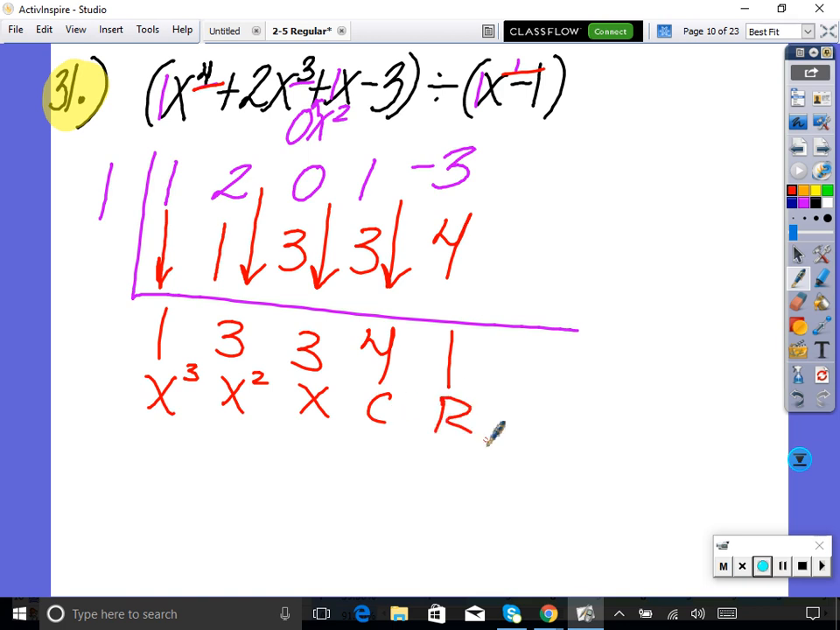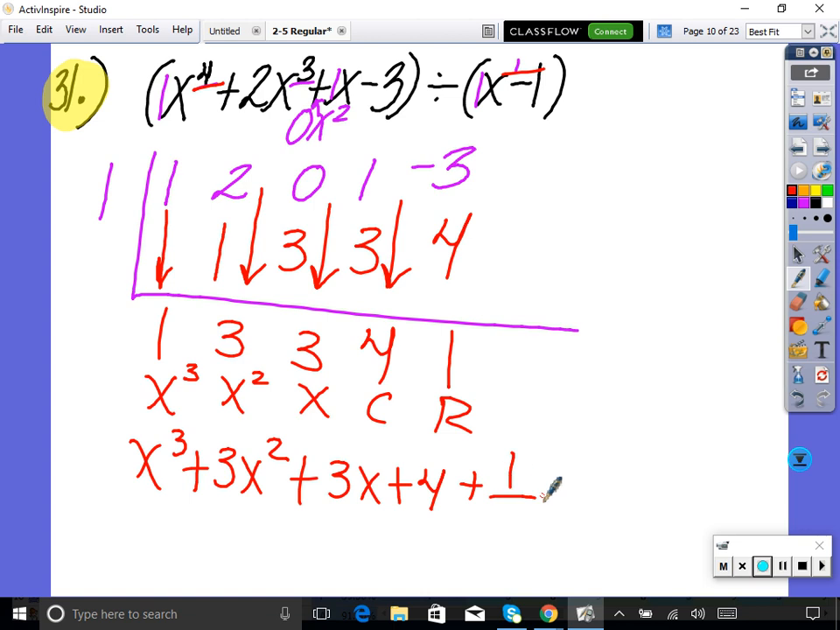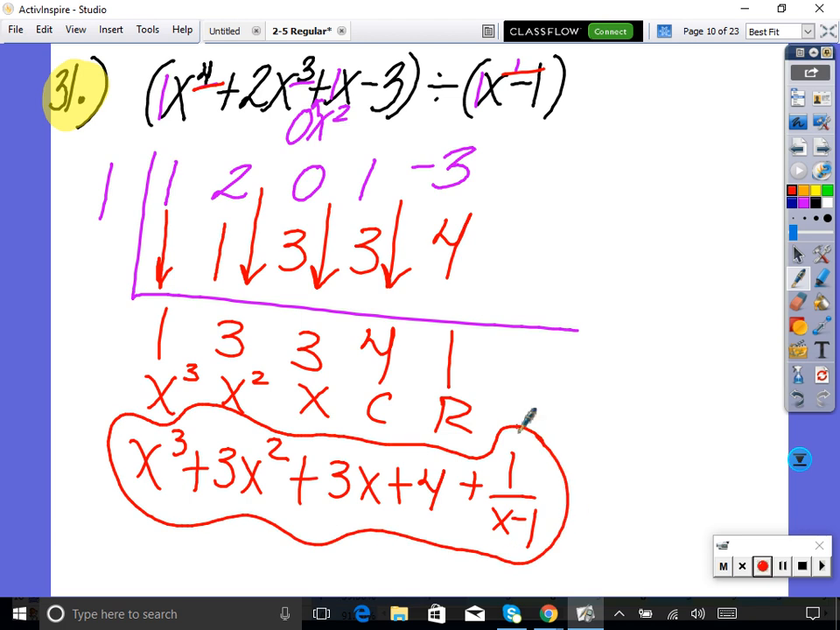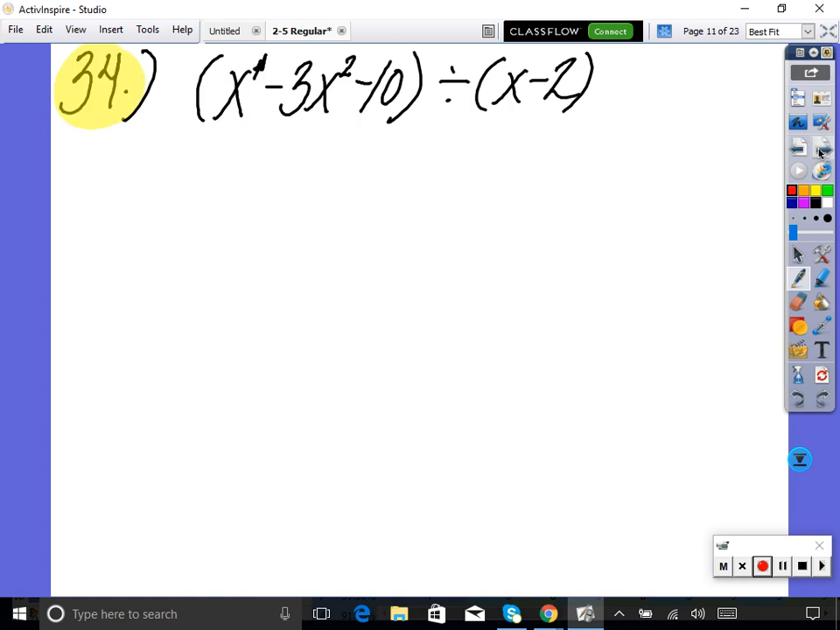So we would say 1x cubed plus 3x squared plus 3x plus 4, then plus 1 when we divided by x minus 1. So much quicker. We love synthetic division. So 1 is not a solution of that polynomial, and x minus 1 is not a factor. Okay, good. Okay, go to number 34.